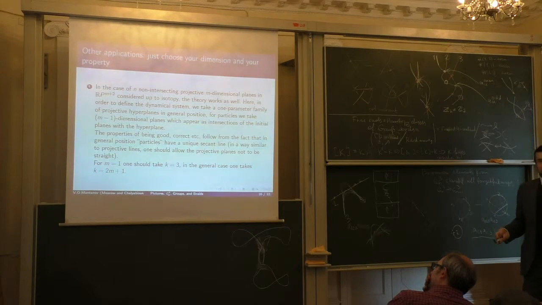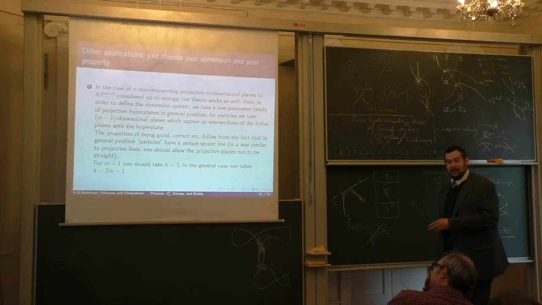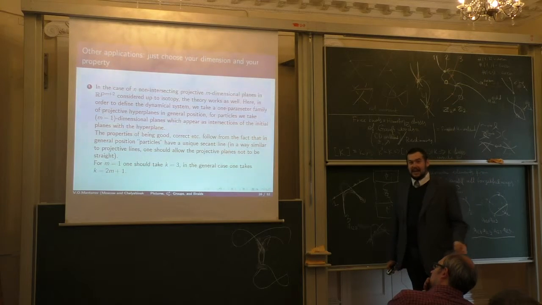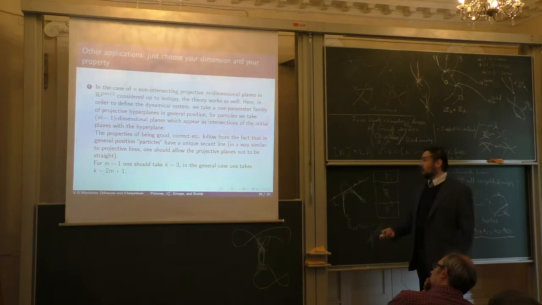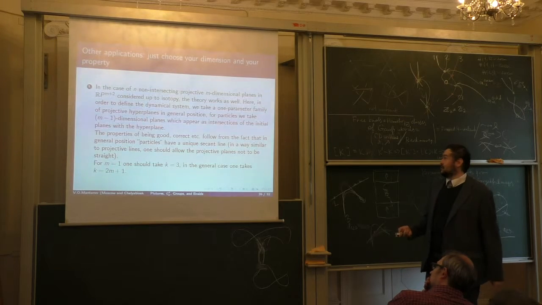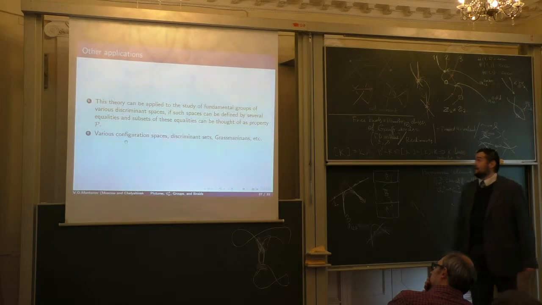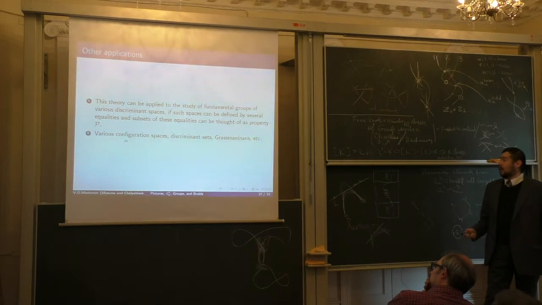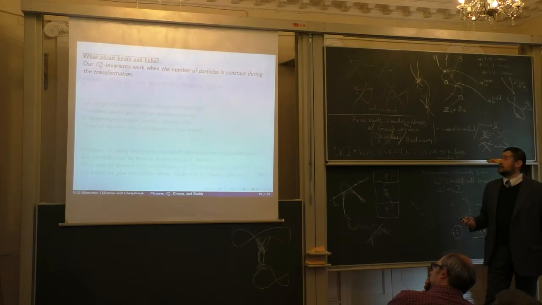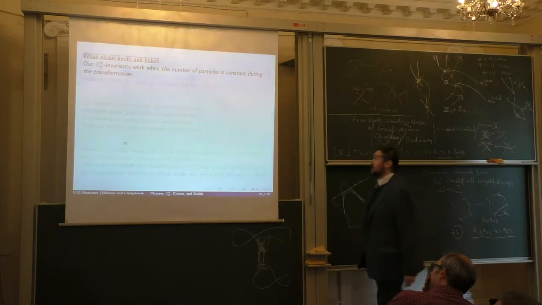And one can also get homomorphisms if we have a group to some G and K, and we will get invariants which are valued in G and K. We can also study some discriminant sets, Grassmannians, and many other things. And now I want to ask about knots. So what about knots and links?